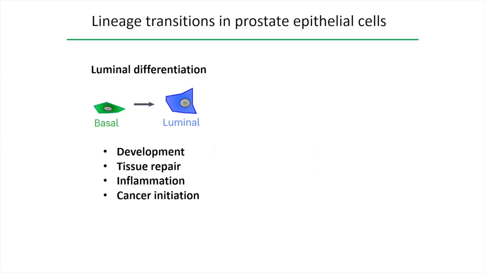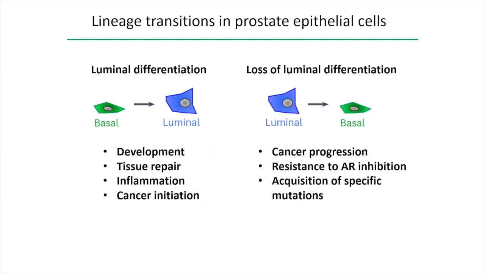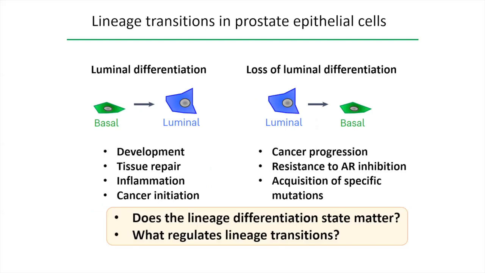So luminal differentiation occurs in development in response to tissue repair or inflammation or cancer initiation from basal cells. And the loss of luminal differentiation can occur during disease progression, in response to AR-targeted therapies, or as a result of gaining specific mutations. Two really important questions to ask are, does the differentiation state matter for prostate cancer? And what actually regulates prostate differentiation?